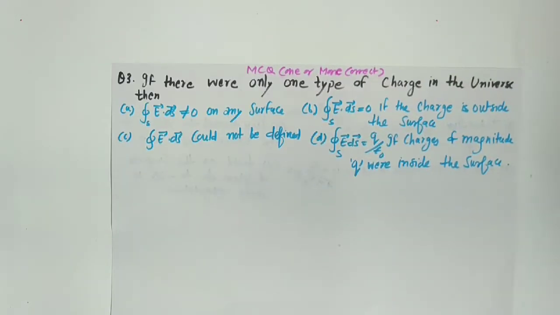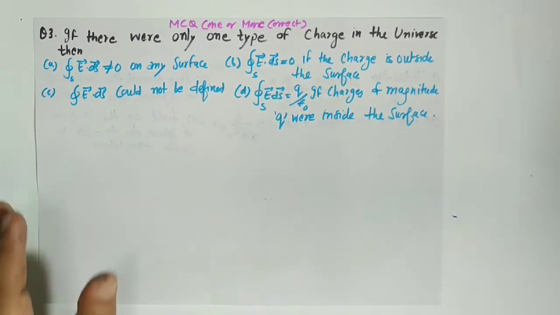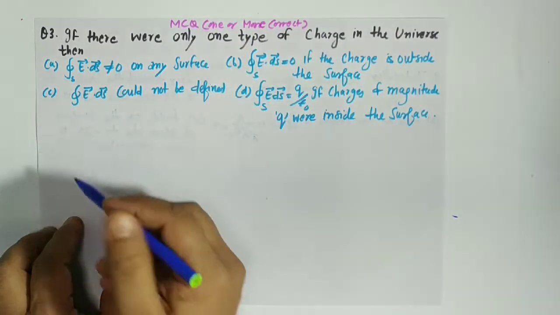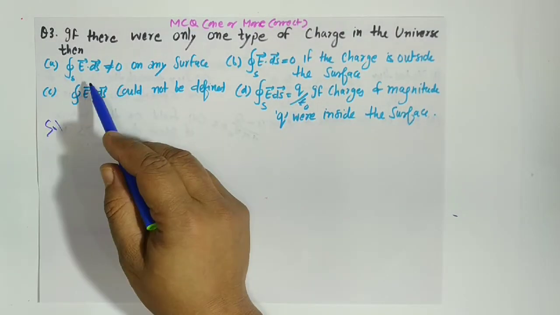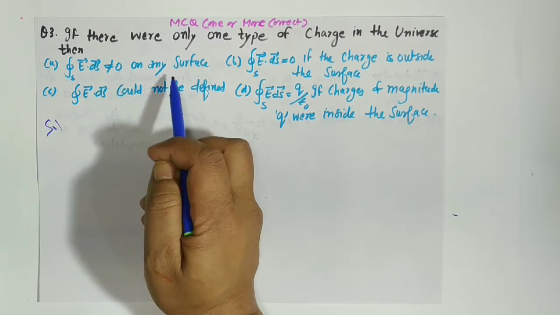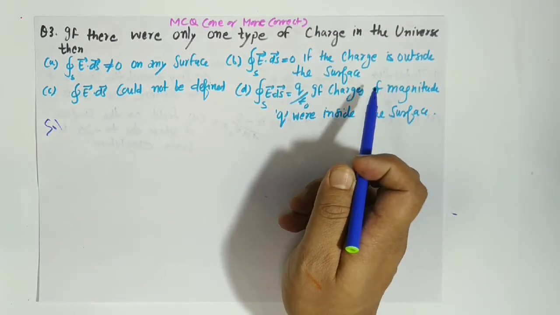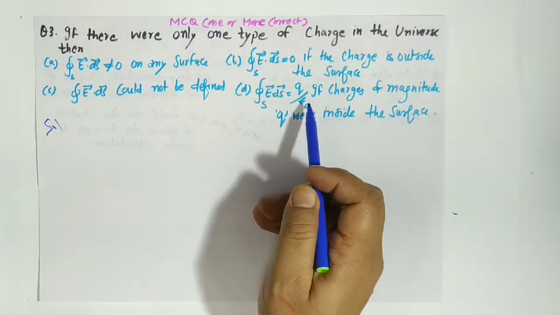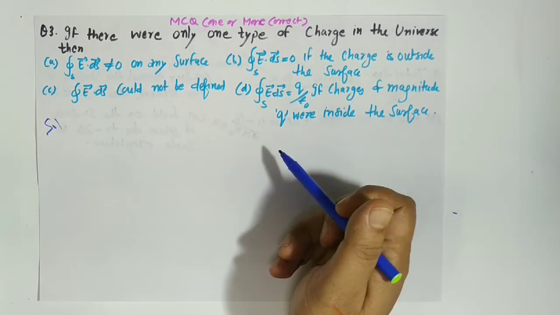Now we'll talk about question number 3. Question number 3 is: if there were only one type of charge in the universe. Now this is an MCQ with one or more correct answers, so there may be more answers in this case. If there were one type of charge in the universe, then the first option is that E dot ds is not equal to 0 on any surface. The second option is that E dot ds is 0 if the charge is outside the surface. The third is that E dot ds could not be defined. And the fourth is that E dot ds is Q by epsilon naught if charges of magnitude Q were inside the surface.